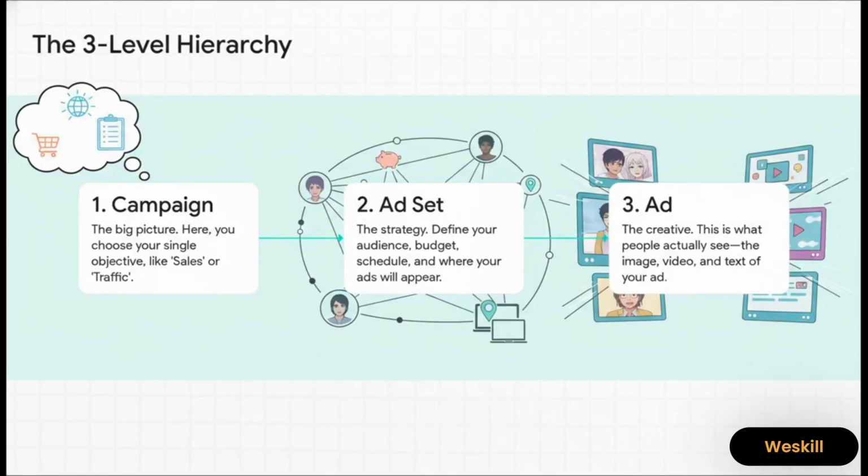So here's how that actually breaks down. At the very top, at the campaign level, you set one single objective. Just one. Are you trying to get sales, website traffic, or maybe leads? You pick one clear goal. Then you move down to the ad set. This is where you define your strategy: who you're targeting, how much you're spending, and where your ads will show up. And finally, you get to the ad level. This is the fun part. It's where you design what people actually see: the image, the video, and the words you write.